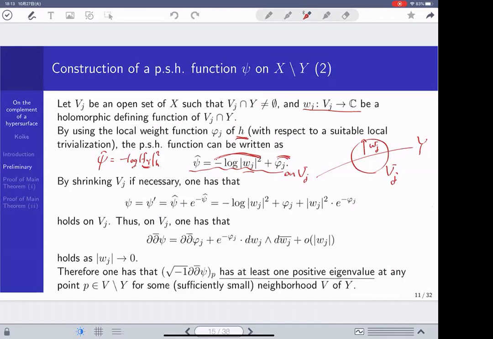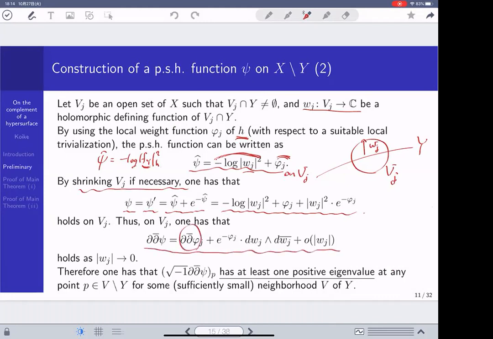So, around Y, I mean, if we shrink Vj if necessary, one has that psi is equal to psi prime, because around Y, lambda makes no difference. And it is equal to this one by definition. So it can be calculated like this. Thus, on Vj, one has that the derivative of psi is equal to this one.